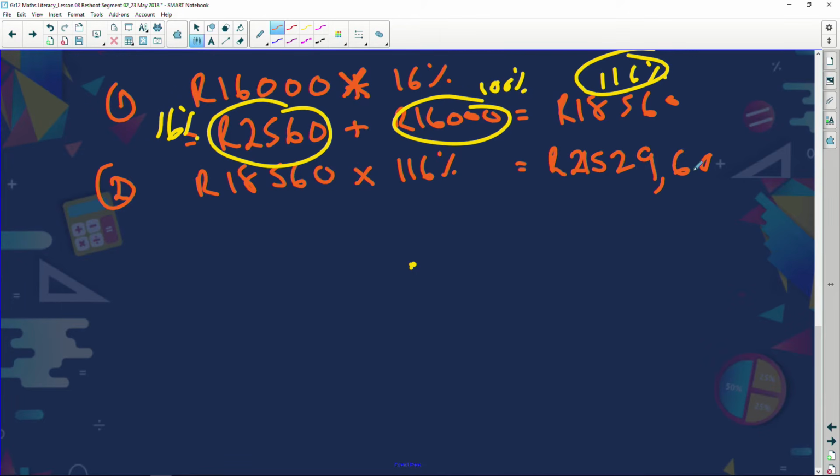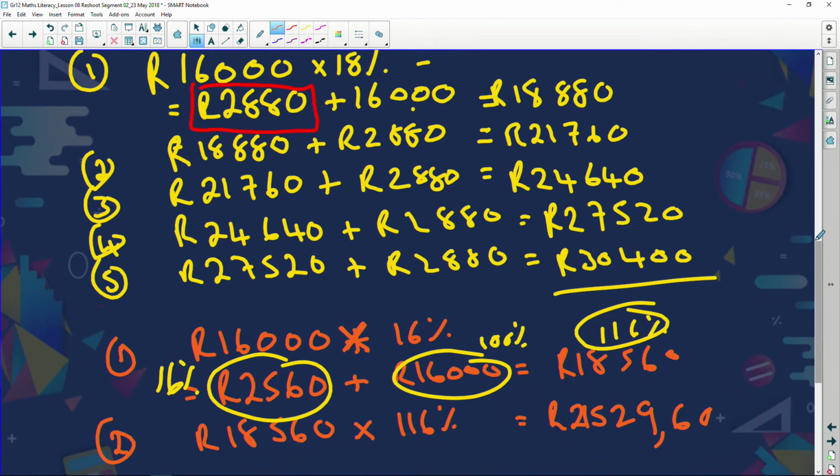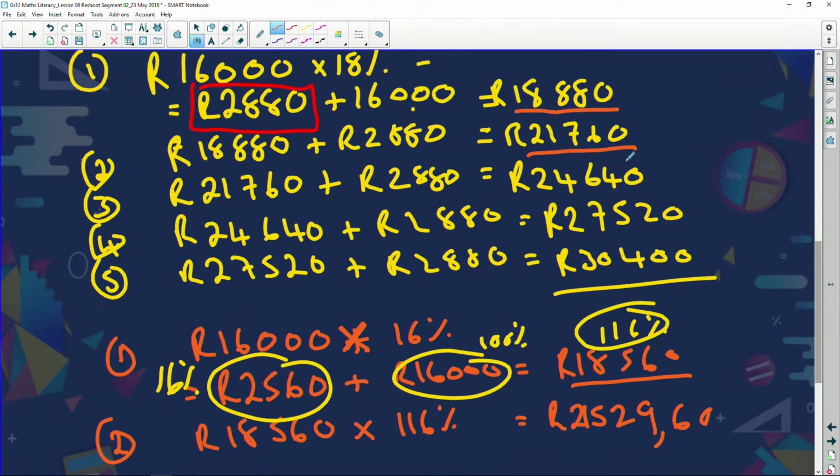Now let's just stop for a minute and go back and look at our uncle. Our uncle said, after year 1, you will owe me 18,880. The bank says, after year 1, you will only owe me 18,560. The bank is looking very nice. After year 2, your uncle says you're going to owe me 21,760. The bank says you're going to owe me 21,529.60. The bank's still better, but something's happening with the bank's amount of money I'm owing them.